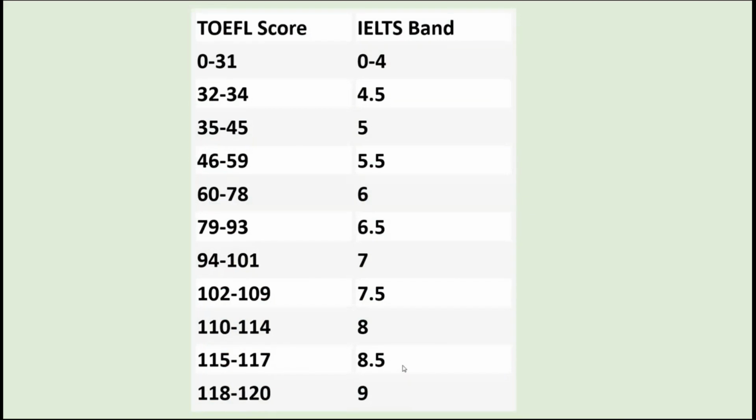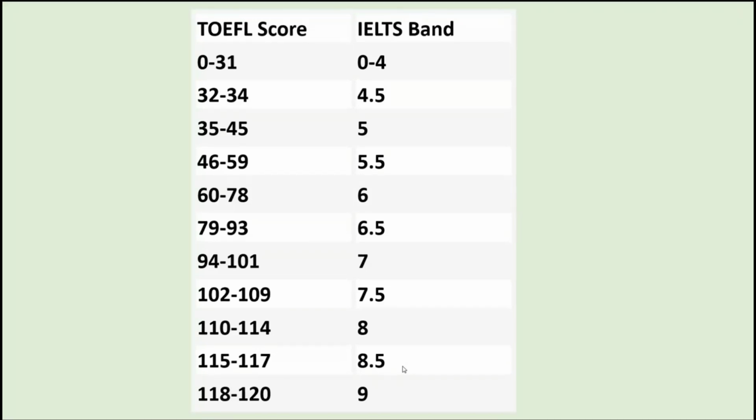This is the band: 0 to 4 band is basic, 0 to 31 is equivalent to 32 to 34. What is the highest mark? 118 to 120. And what is the highest band you will get in IELTS? And if you want to enter, what is the basic band you should require? 6.5 or 7, and 79 to 93 marks.